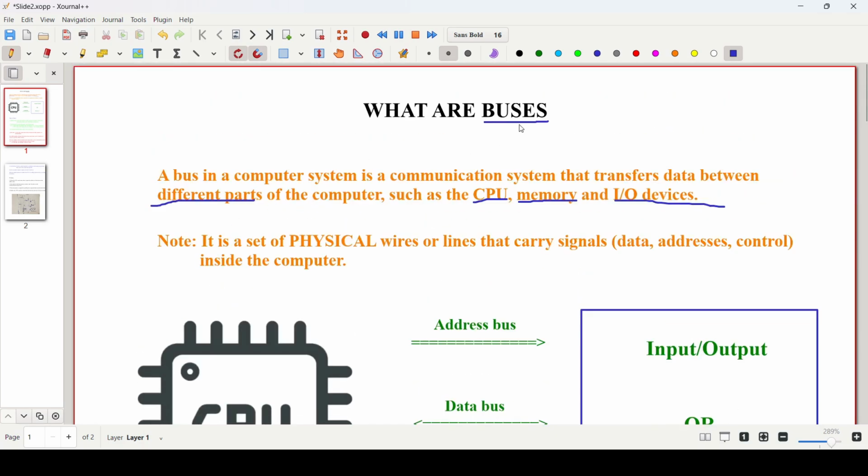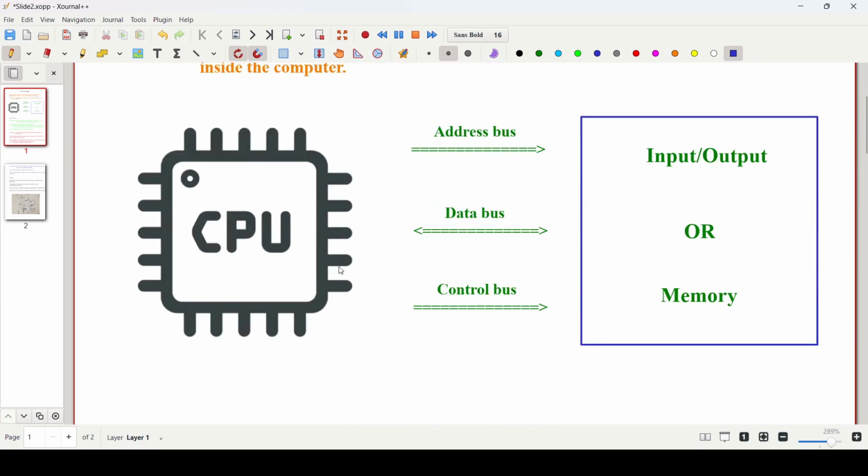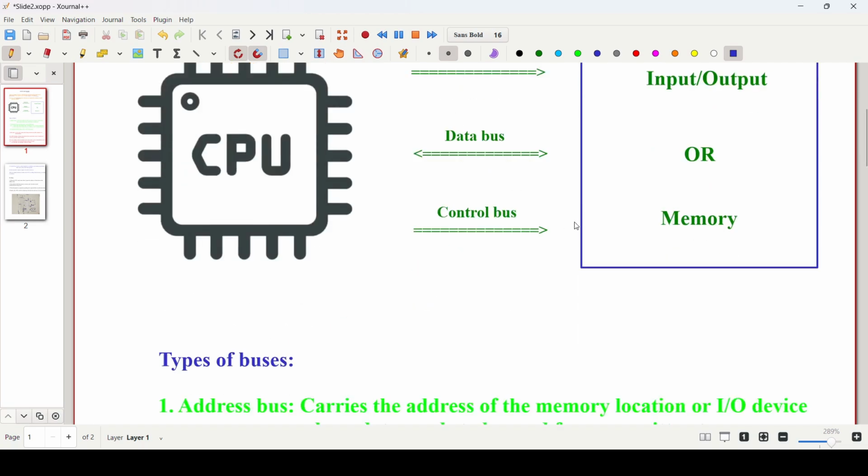Please note that these buses are a physical set of wires or lines. I am emphasizing the word physical. These buses are physically present on the motherboard of the computer and carry signals like data, addresses, and control inside the computer. This figure depicts all types of buses: address bus, data bus, and control bus. Please note the direction of these buses. Here you can see that the address bus is unidirectional, from the CPU to the input output, and the data bus is bidirectional. So let's discuss all three types of buses.